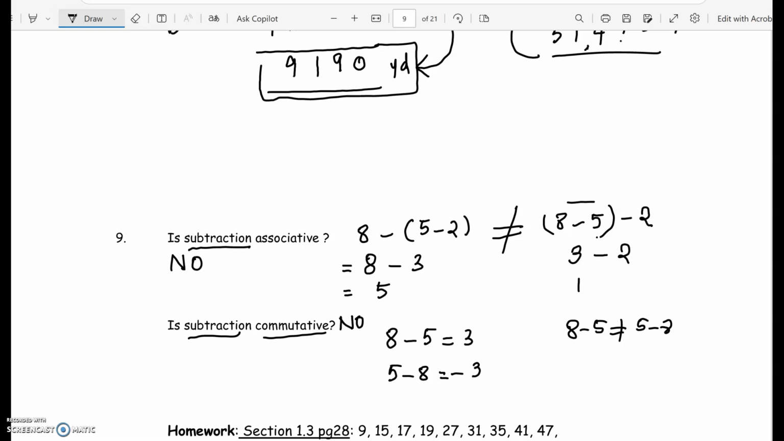You cannot switch numbers when you're taking the difference, which means when you're subtracting, and the associative property, where the grouping of numbers changes, also does not work for subtraction.